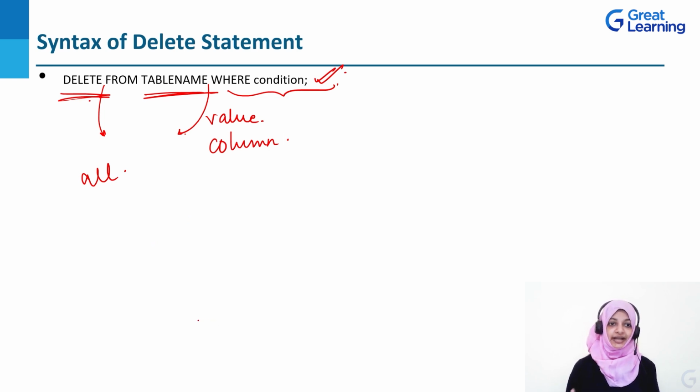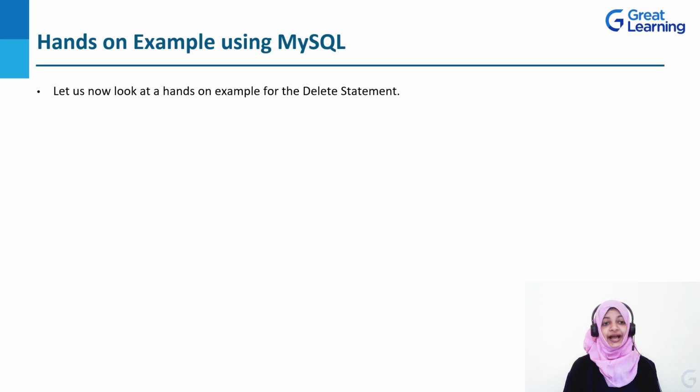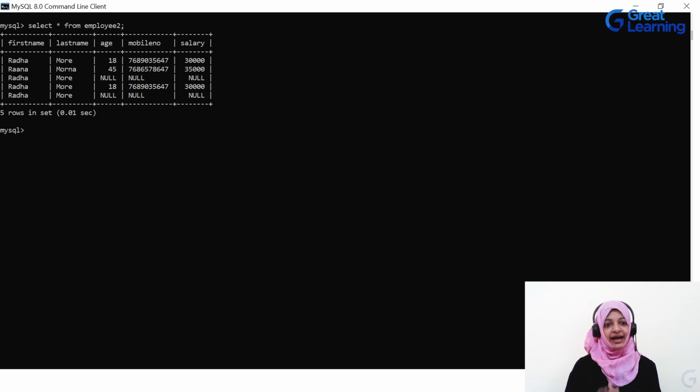In order to further understand this, let us actually have a hands-on implementation of the delete statement. So let's go on to the hands-on implementation of the delete statement. So for the purpose of this particular hands-on, let us again take the example of employee 2, which we have previously created in this particular session. In the employee 2 table, suppose I want to delete all of the records that have age as 18, right? So I want to delete all the records where age is 18.